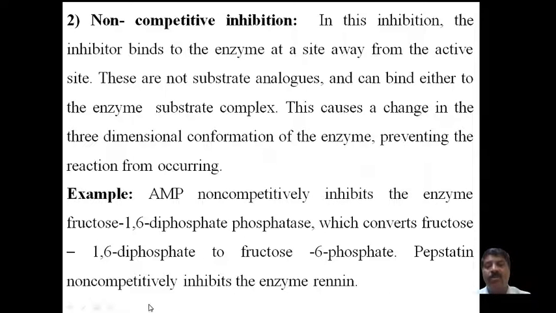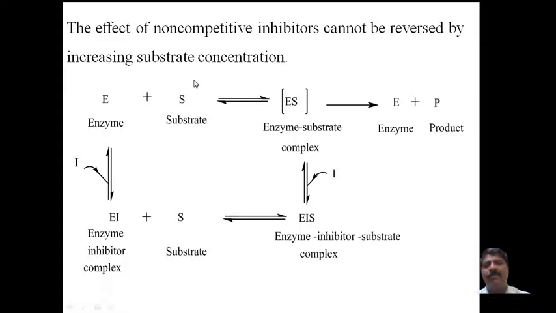Pestatin non-competitively inhibits another enzyme, rename. Pestatin is another inhibitor, and it non-competitively inhibits the enzyme rename. This is an example of non-competitive inhibition. Now, the effect of non-competitive inhibitors cannot be reversed by increasing the substrate concentration.